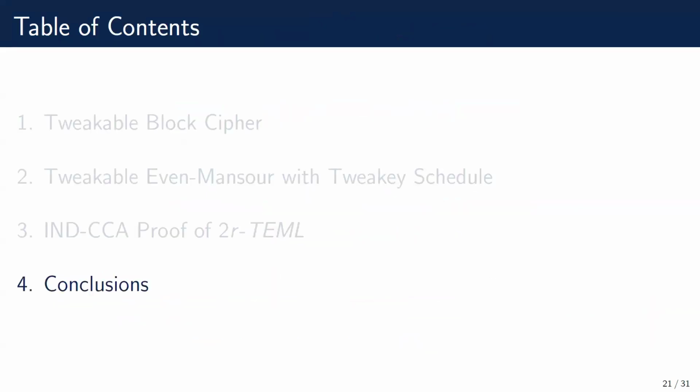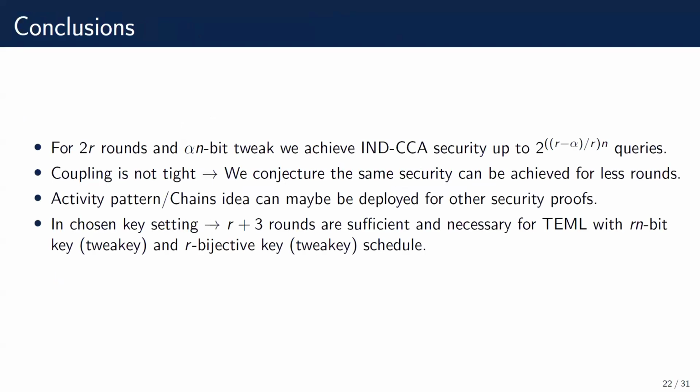So I'll just conclude the talk. So in conclusion, we showed that the 2r rounds of our construction, alpha n-bit tweak, achieves CCA security up to 2 to the (r minus alpha)/r times n queries. Since coupling is not tight, we conjecture that the same security can be achieved maybe for fewer rounds.